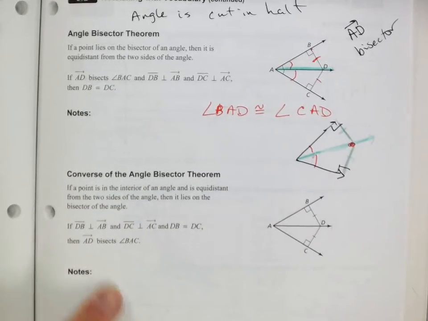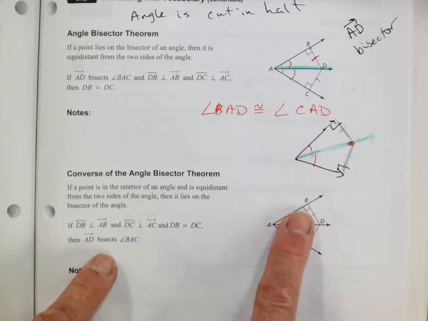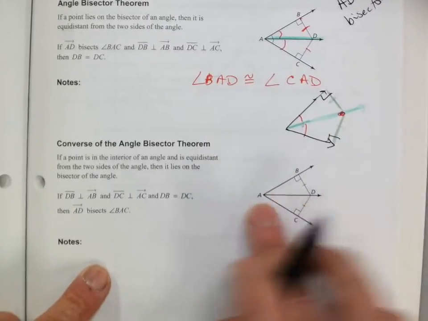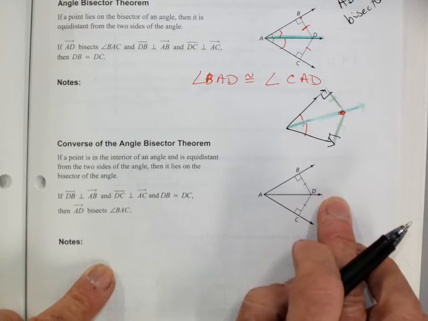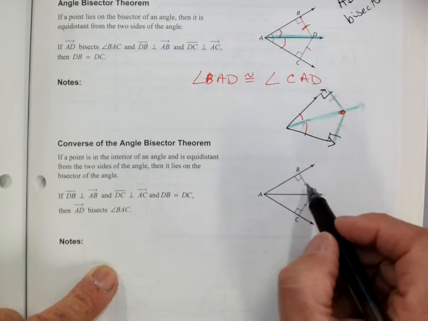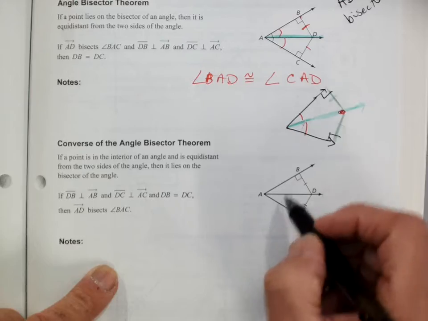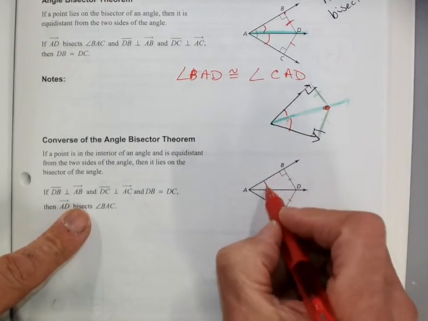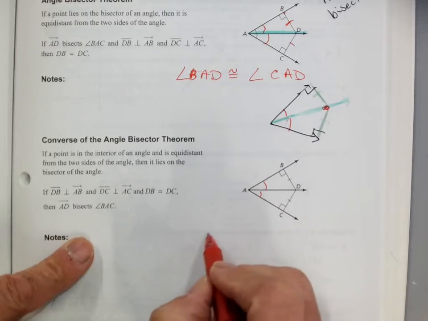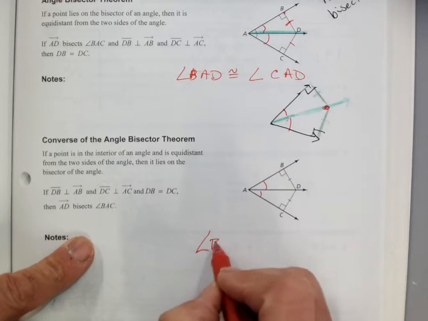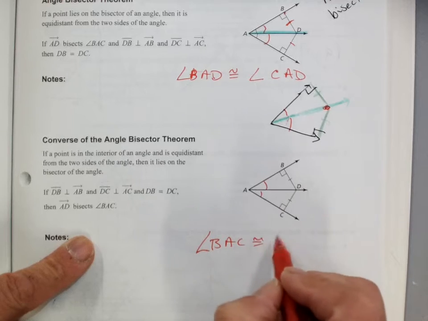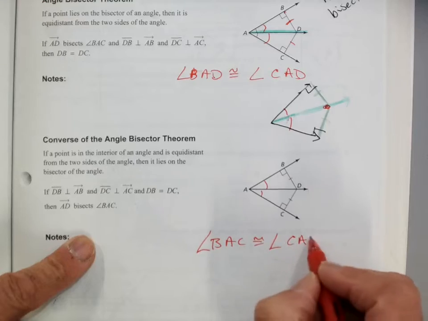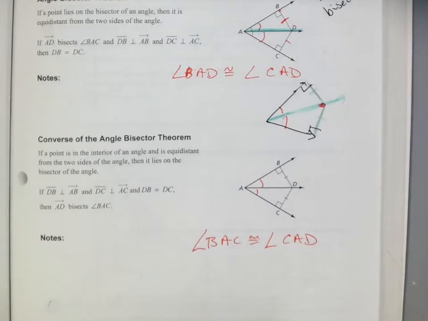Again, the converse just says the opposite. If it is perpendicular, then that must be an angle bisector, okay? So if you've got this line, this ray that goes through this angle, if these two are equal, and that's perpendicular, then these angles must be equal, and it bisects the angle, okay? That means that this angle is equal to this angle, so I can say that angle BAC is congruent to angle CAD.